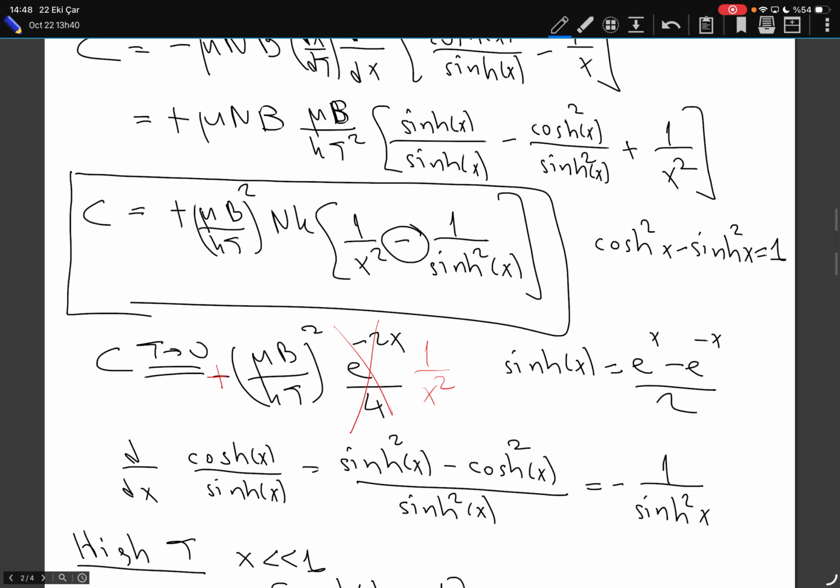And also remember, x is mu b over kt. So there is a mu b over kt, well, this is basically x squared. There's also nk here. So I have x squared multiplied by 1 over x squared, so heat capacity becomes a constant.